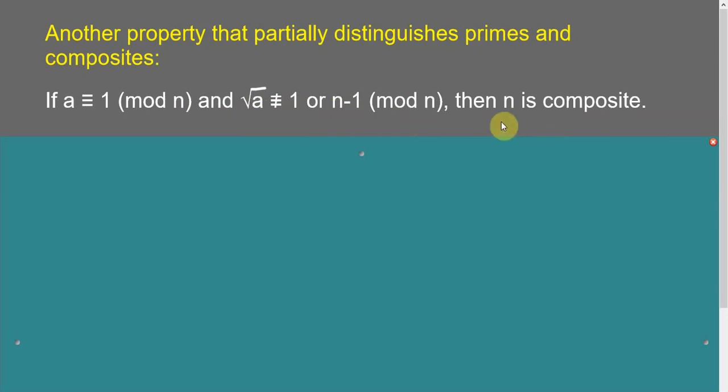So put another way, if your n is prime and you have an a that is 1 mod n, then the square root of a has to be 1 or n minus 1. It's kind of the contrapositive way of saying it. So we need to look at an example to see how this all works.